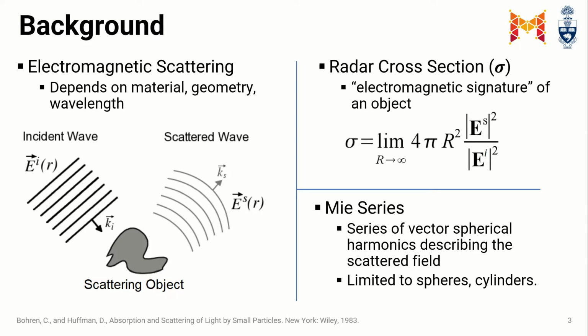One way of calculating the RCS involves using the Mie series, which breaks down the scattered electric field into a sum of spherical harmonics, somewhat similar to a Fourier transform. Mie-series solutions yield results for scattering by objects with polar symmetry, such as spheres and cylinders.